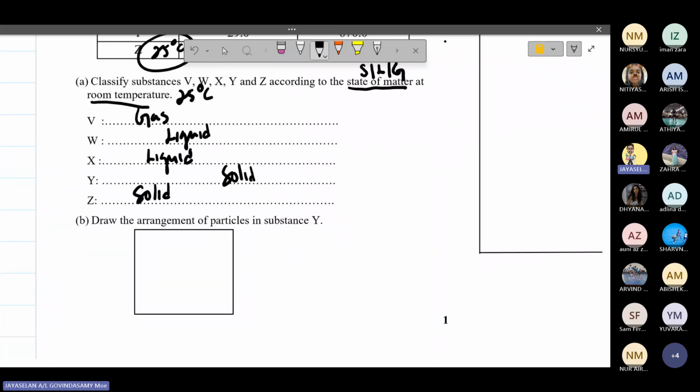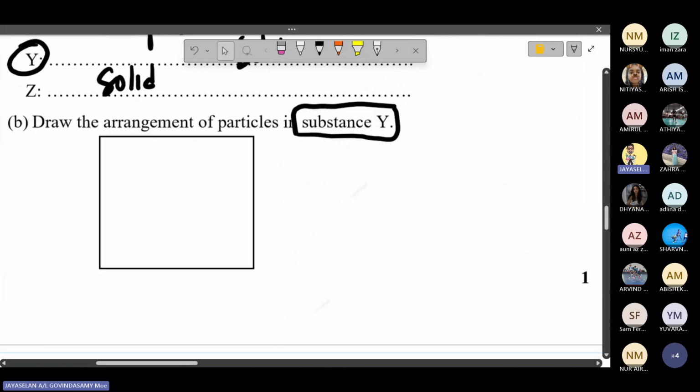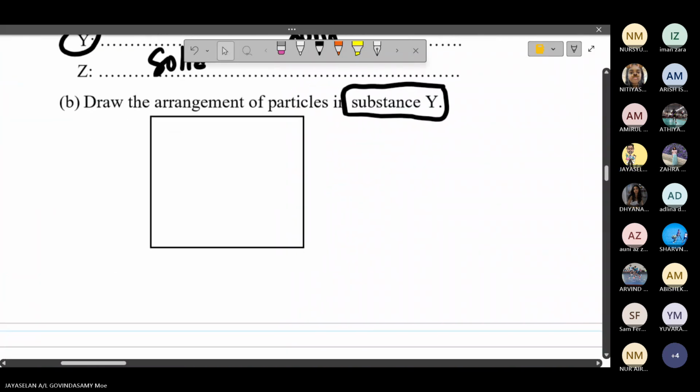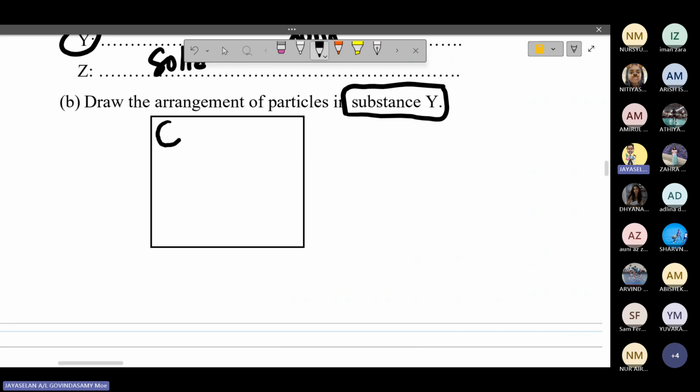Okay, so what is the arrangement of the particle of substance Y? Where is your substance Y? Substance Y is solid, right? How to draw for solid, and they want solid, right? If they ask you to draw, all same size and cannot touch. 1, 2, 3, 4, enough, 4 cukup. And you see it's not the same size, right? Kalau boleh make sure all same size.